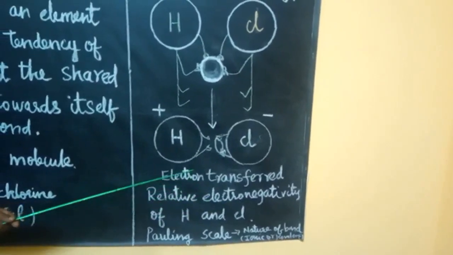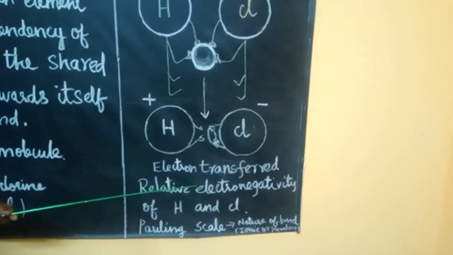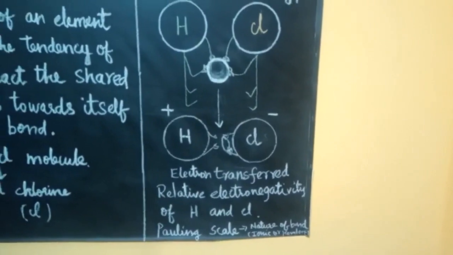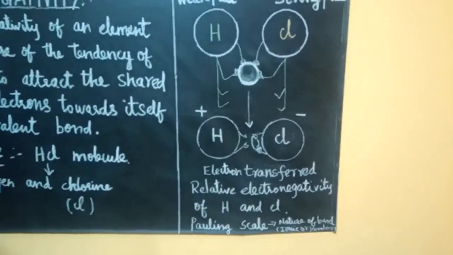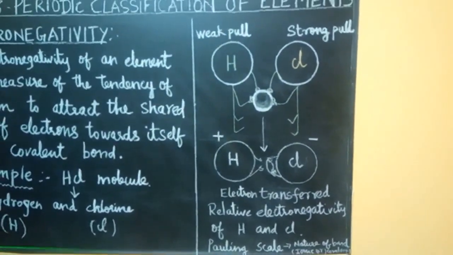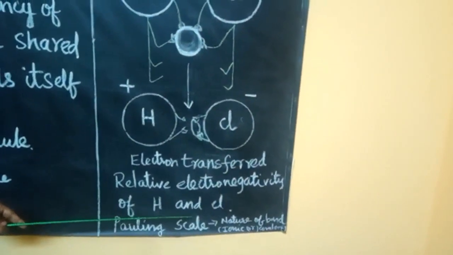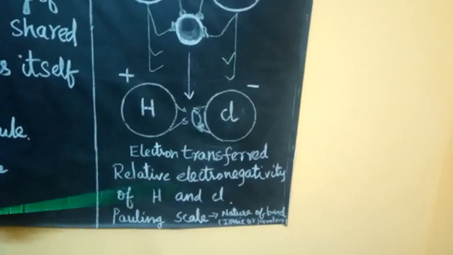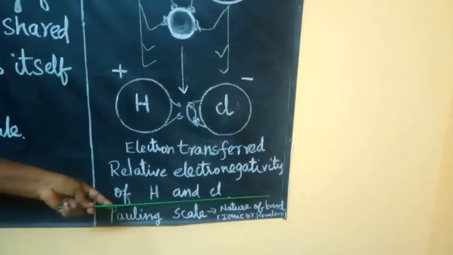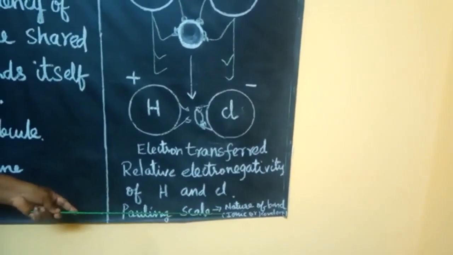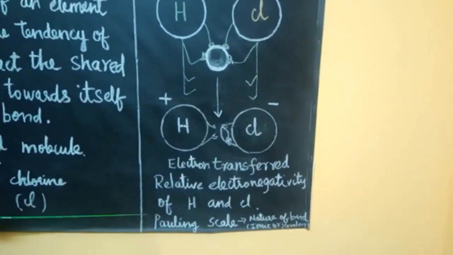This electronegativity is based on different experimental data such as bond energy, ionization potential, electron affinity, etc. Next, the Pauling scale. The Pauling scale is widely used to find the electronegativity, and then it is used to find the nature of the bond, whether it is ionic or covalent, between the atoms in a molecule.